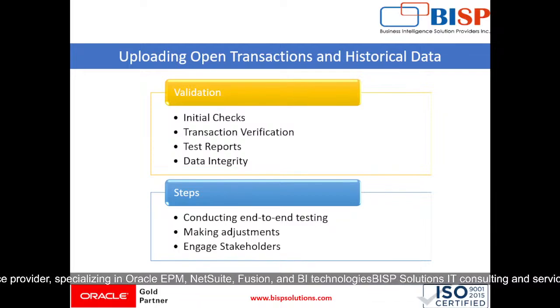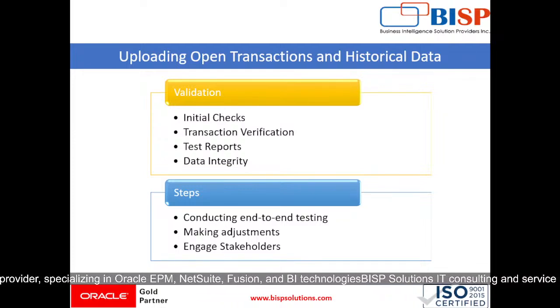Then transaction verification, where we review open transactions and historical data to ensure they match in both systems. Reconciling balances, such as accounts receivable and accounts payable, with the original source data from QuickBooks. Then we will be testing reports, generating key financial reports, for example profit and loss and balance sheet, in NetSuite and comparing them to reports from QuickBooks to confirm accuracy.